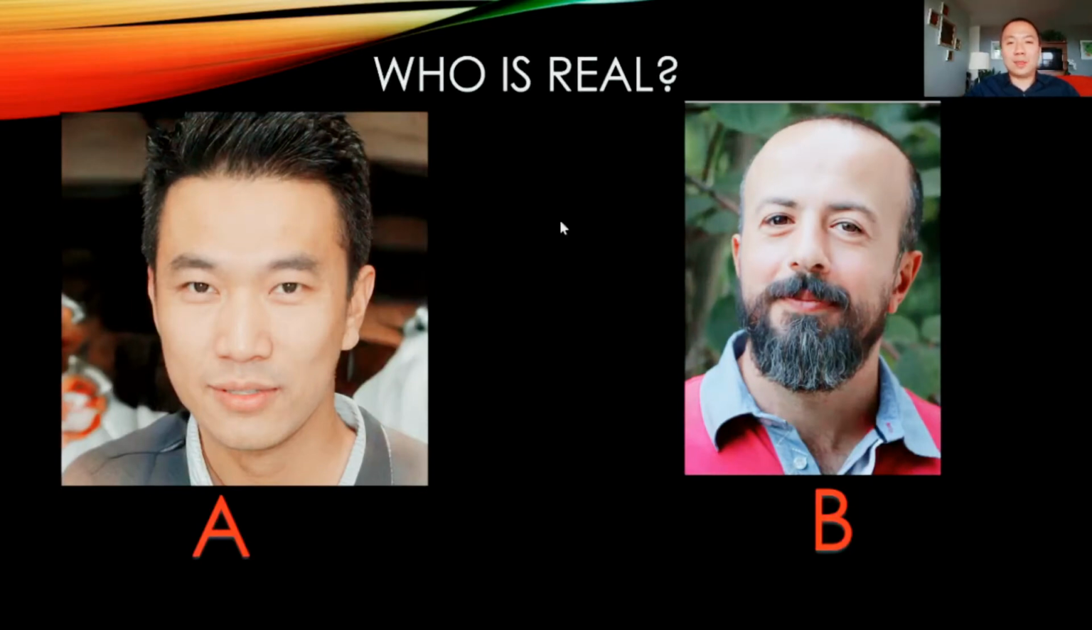Okay, so this is another one, this third set. Who do you think is real? Is it A or B? The real one here is B. A is not a real image. This is just a generated image.